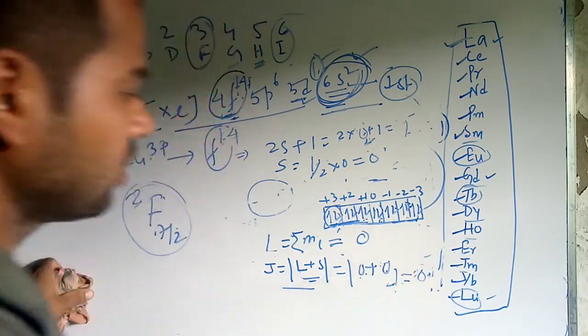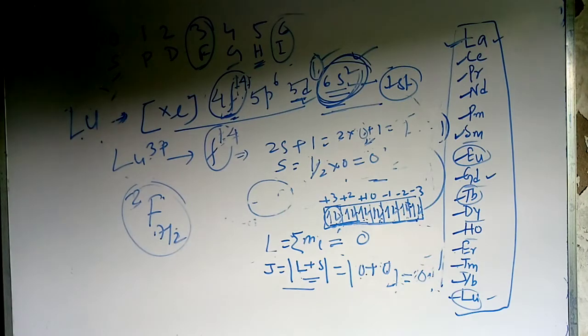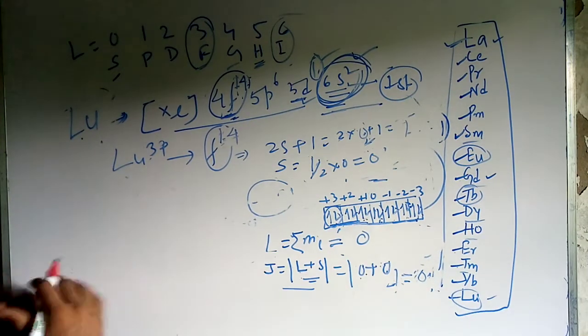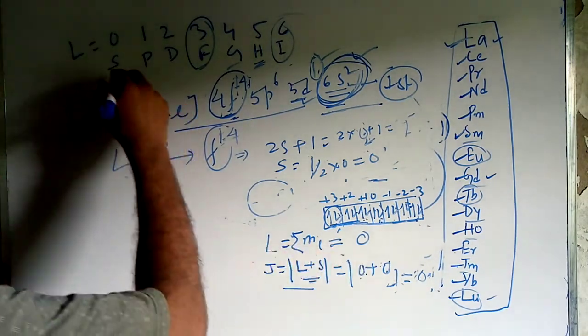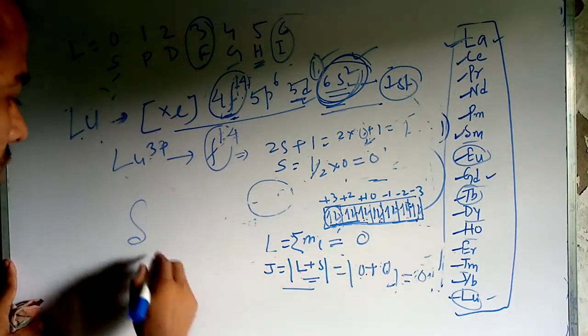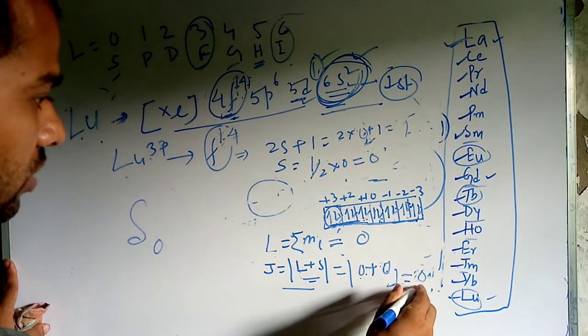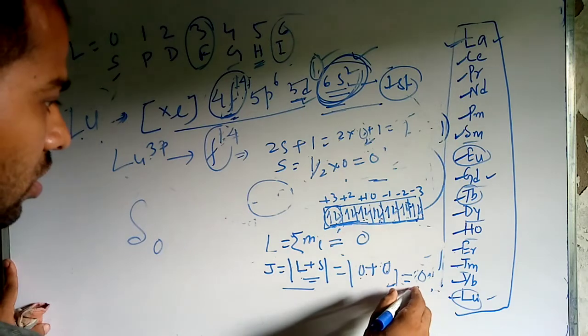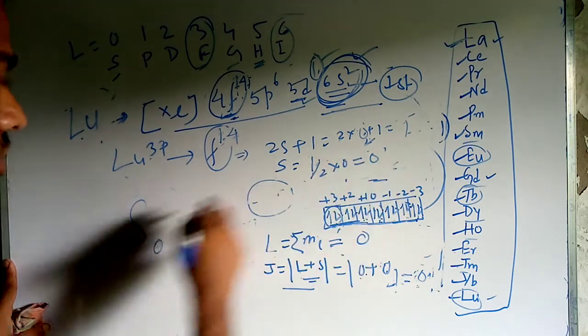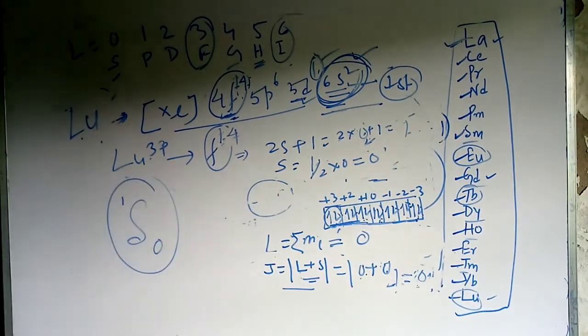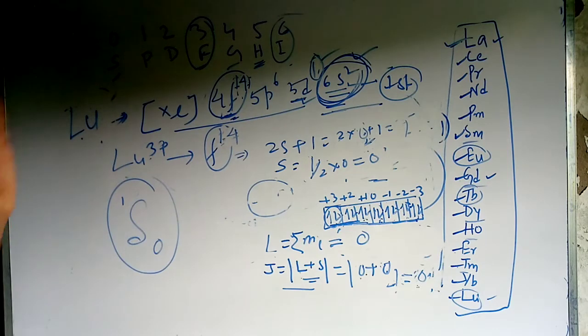Then we know that L equal to 0 is the term symbol S. The multiplicity 2S plus 1 is 1, so the term symbol is 1S0.